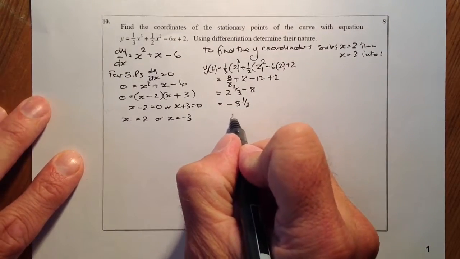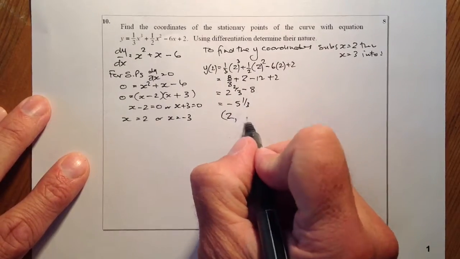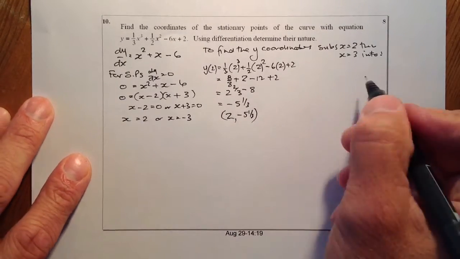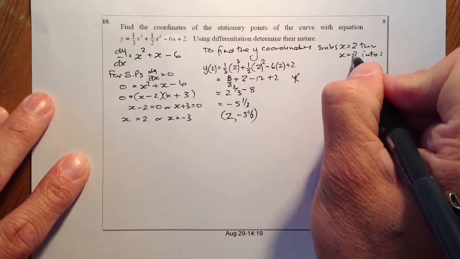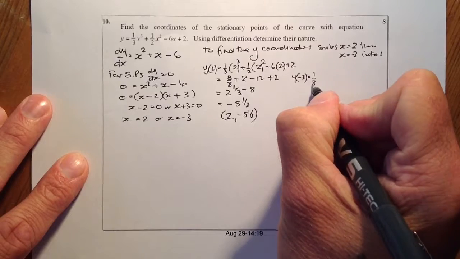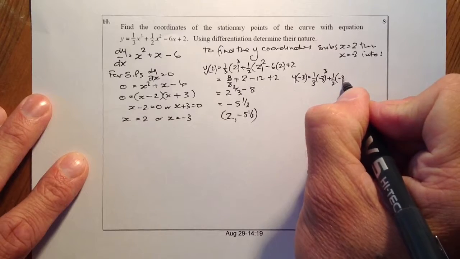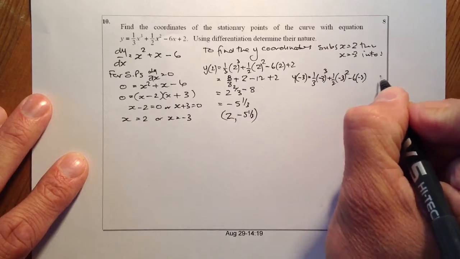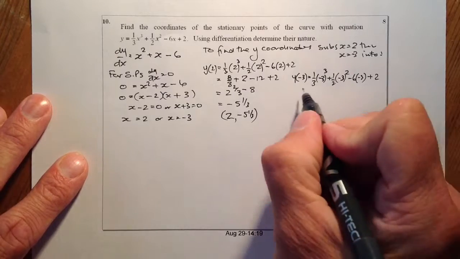So the coordinate that I've got from here is going to be 2, because I've said that x is equal to 2, and my y coordinate is minus 5 and 1/3. That's my first coordinate there. So what I'll then do is I'll put in minus 3 here, so I'll change that to a minus. So if that's a minus 3 going in, I've got 1/3 times minus 3 cubed, plus a half times minus 3 squared, minus 6 times minus 3, and I've got a plus 2 on the end. So that's me fired in the minus 3 going in there.